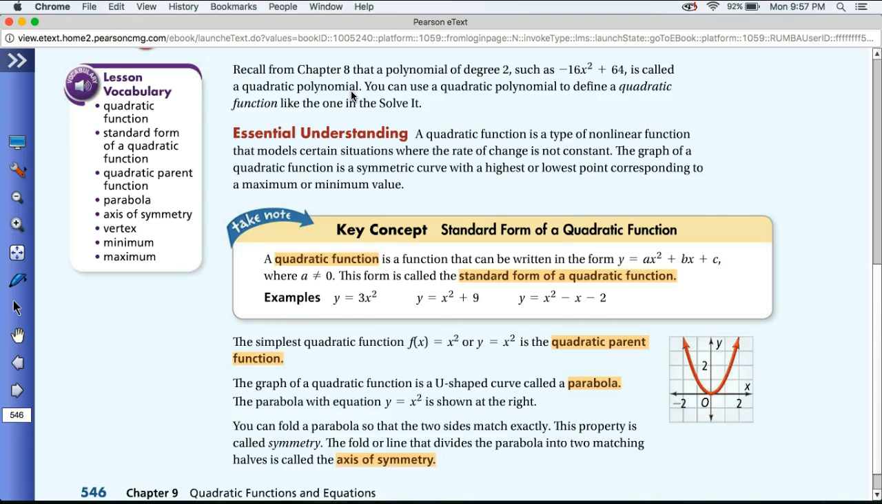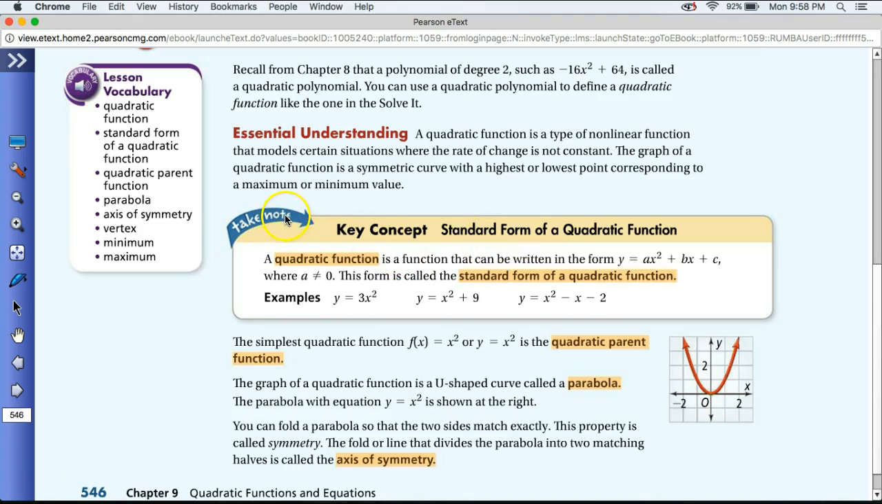That should look familiar. As you've seen with linear functions, the rate of change is not going to be constant in this particular function. It says the graph you're going to see is a U-shape. It can be right side up, it can be upside down, but you're going to have a U-shaped graph no matter what. And that U-shaped graph is called a parabola, and we will get to that just shortly.